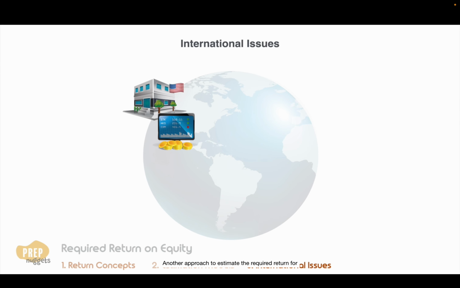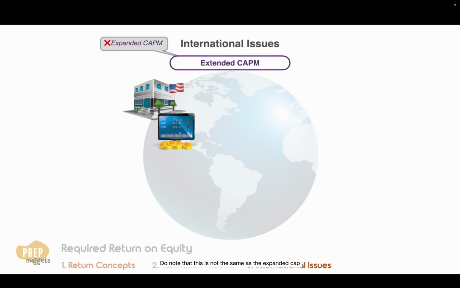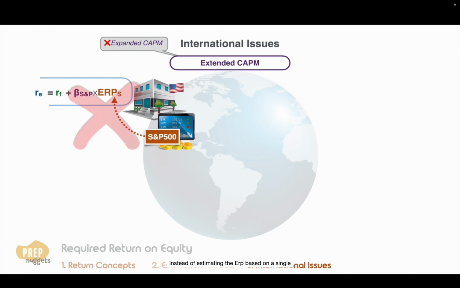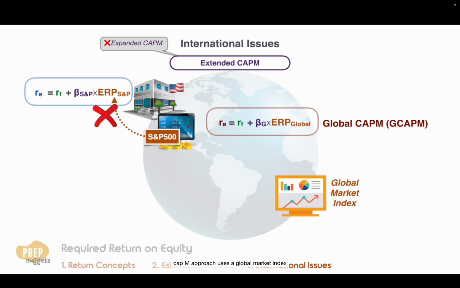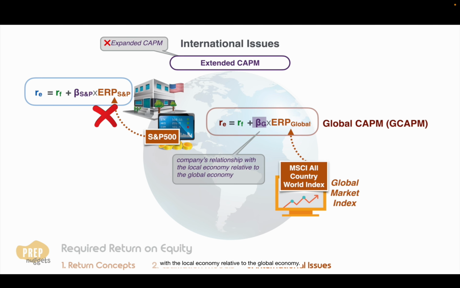Another approach to estimate the required return for companies with global operations is to use the extended CAPM. Do note that this is not the same as the expanded CAPM we just learnt earlier. Instead of estimating the ERP based on a single market return like the S&P 500, the global CAPM approach uses a global market index such as the MSCI All Country World Index to estimate the ERP. The beta in this case captures the company's relationship with the local economy relative to the global economy. Lower values of the beta indicate lower integration of the company with a global economy.